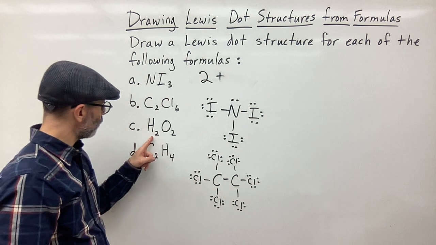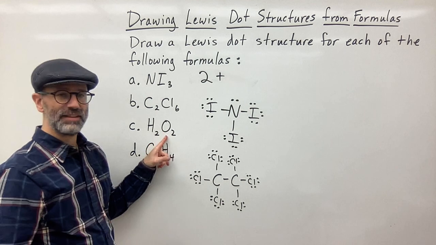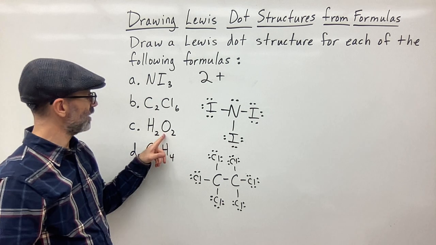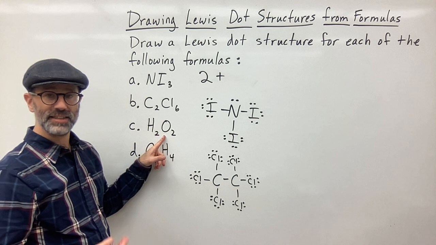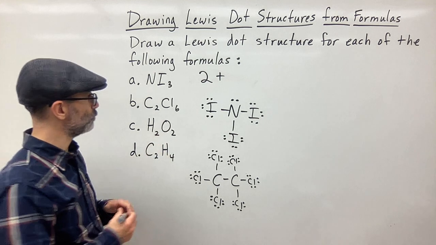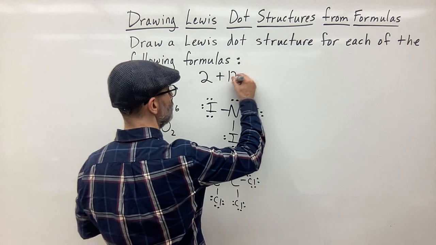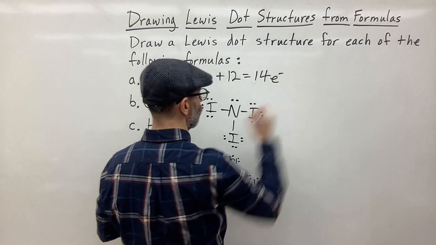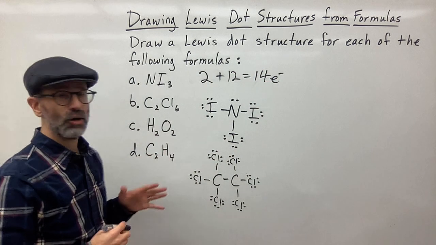Okay, so now I have oxygen. I have two oxygens. Oxygen is in group six, so that's going to have six valence electrons. I have two of them. 6 times 2 is 12. And I add those together, and I have 14 total valence electrons. So now that's step one.